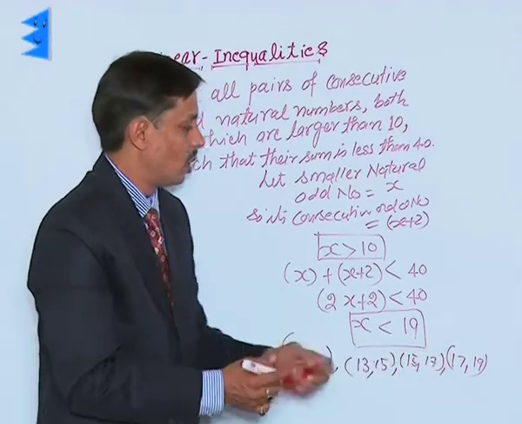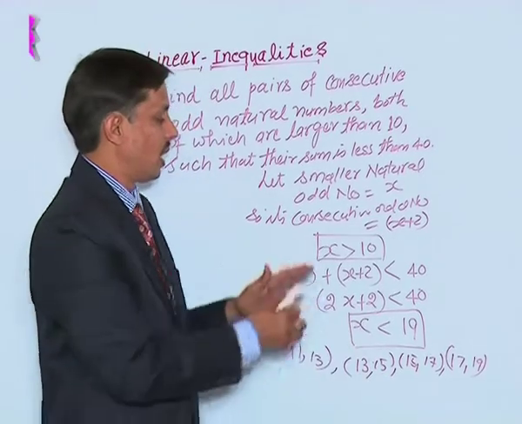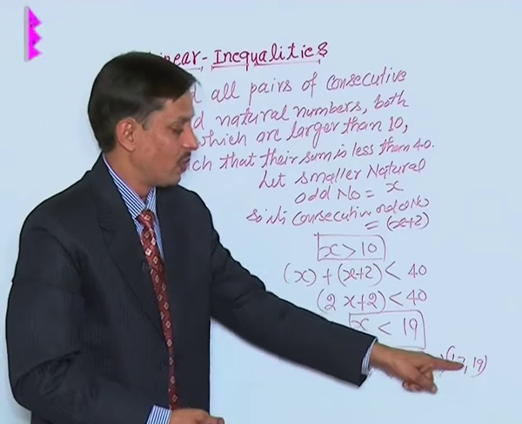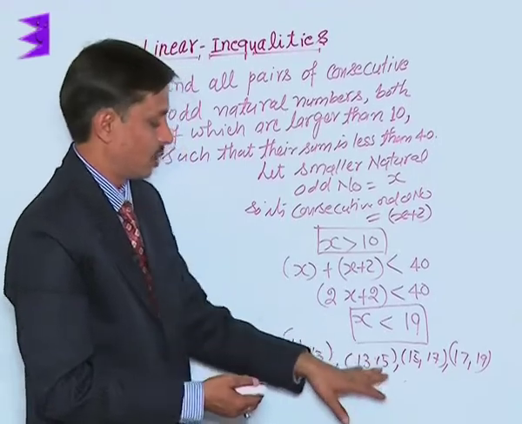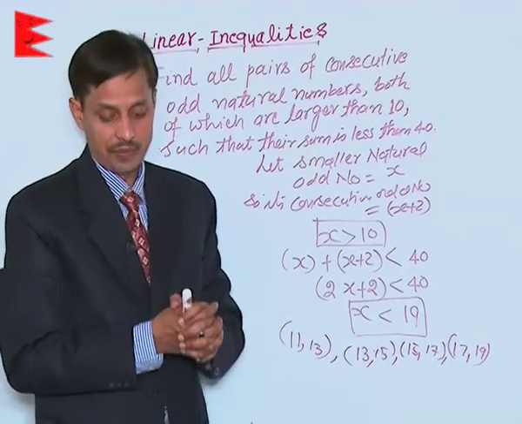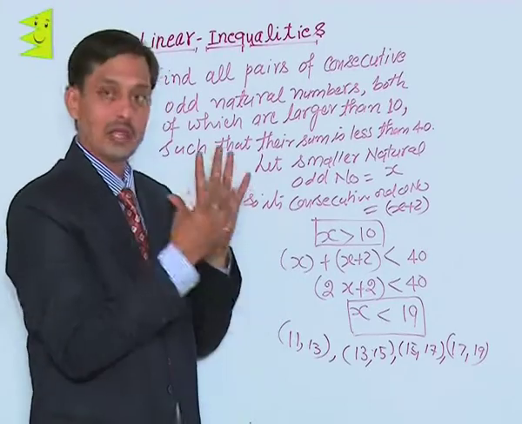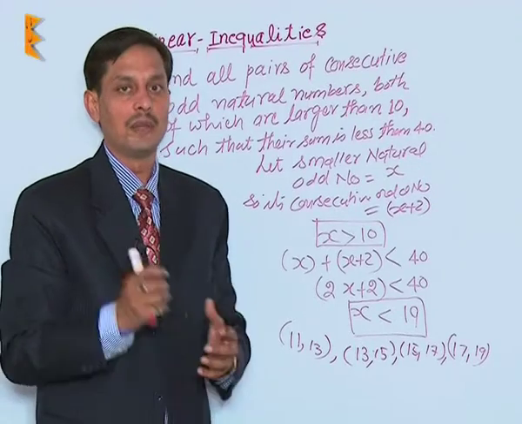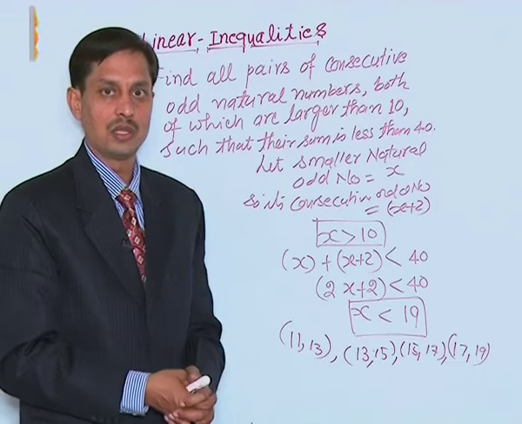So if you look at 11, 13; 13, 15; 15, 17, their sum is less than 40. In this case we are also finding the pair 7 and 9 sets, so 1 set, 2 sets, 3 sets and 4 sets. There are 4 such sets possible where we can say, yes, this is the set. So even word problems are possible in the case of linear inequations, and this is the method of solving these linear inequations.